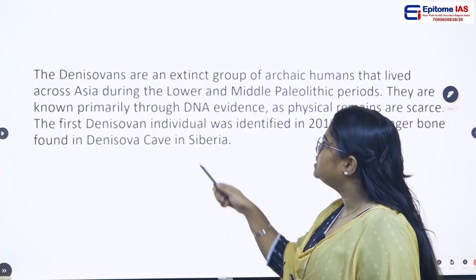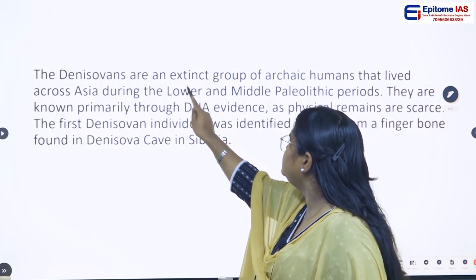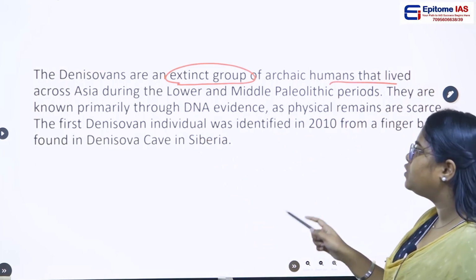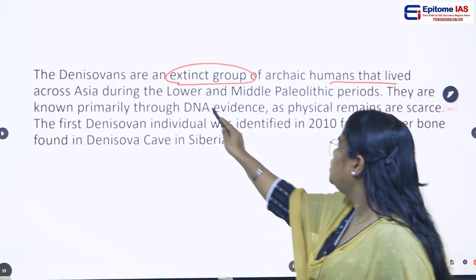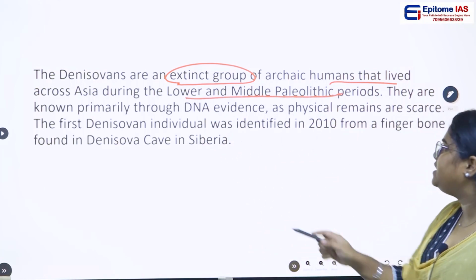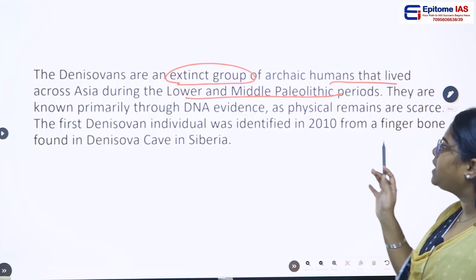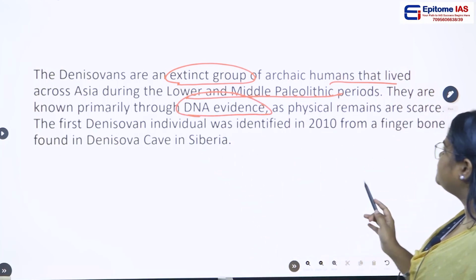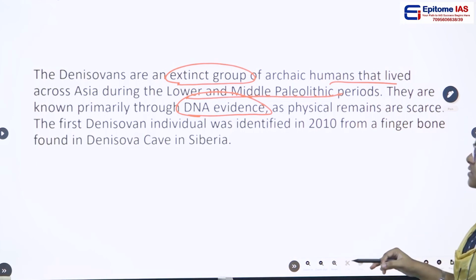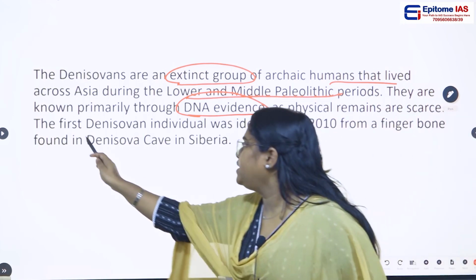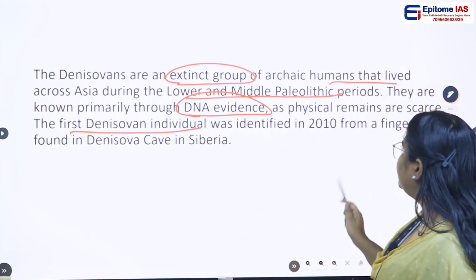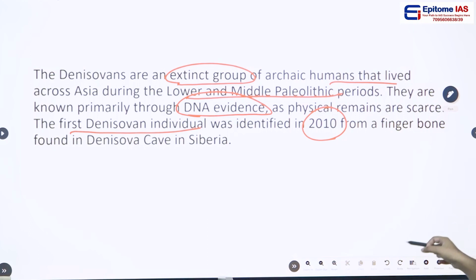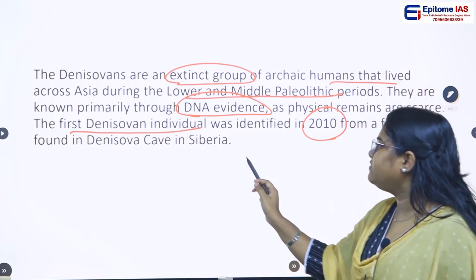The Denisovans are an extinct group of humans that lived across Asia during the lower and middle Paleolithic periods. They are known primarily through DNA evidence, as physical remains are scarce. The first Denisovan individual was identified in 2010 from a finger bone found in Denisova cave in Siberia.